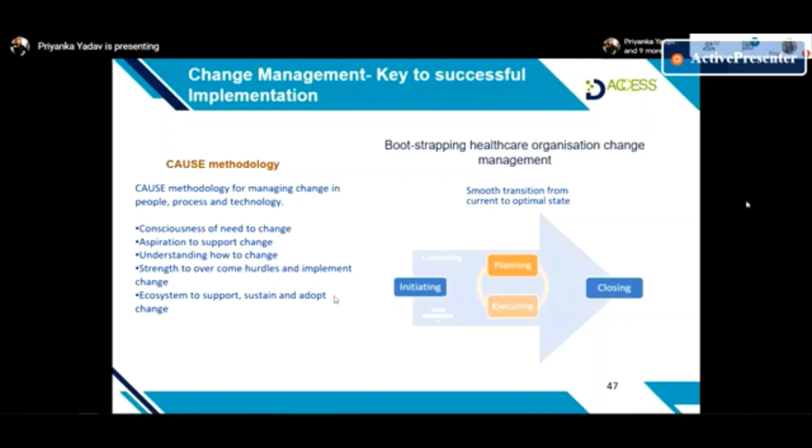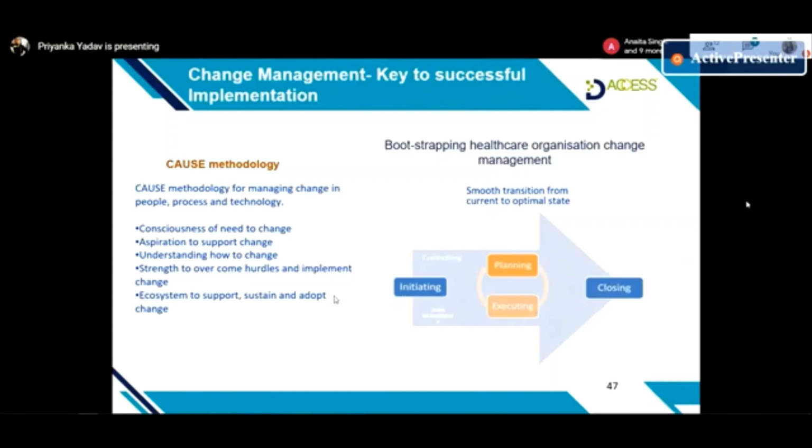Now in change management, you start right from the top. It's a consciousness of the need to change. So there's a CAUSE methodology that I've used. The CAUSE methodology evolved from a couple of other older methodologies that I've worked on. One of them was ADOPTS from Perot Systems, but ADOPTS died with Perot Systems. And then I developed this CAUSE methodology. It has also taken a couple of things from ADKAR. So that's another methodology.